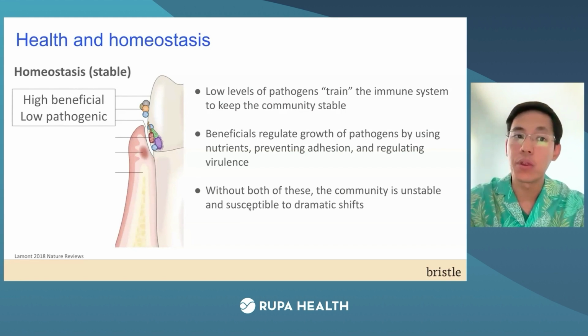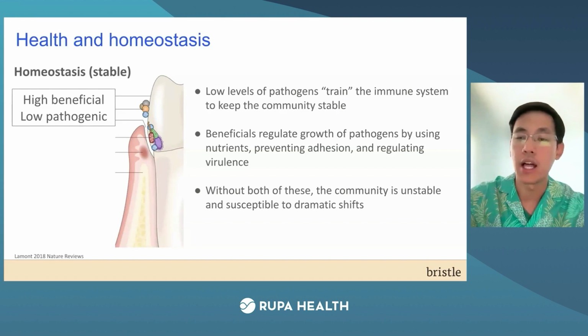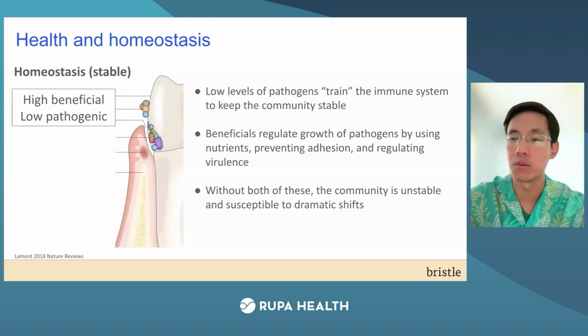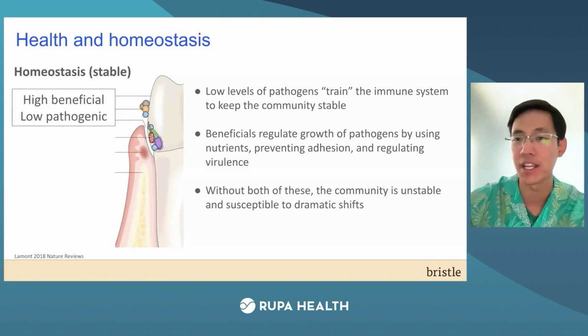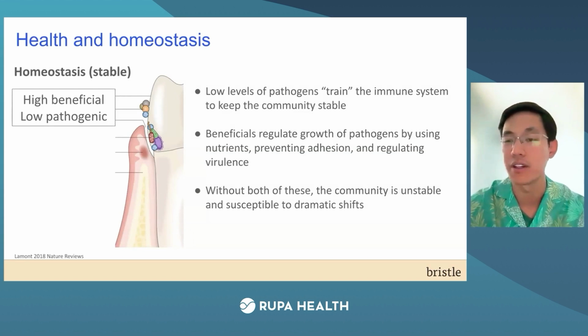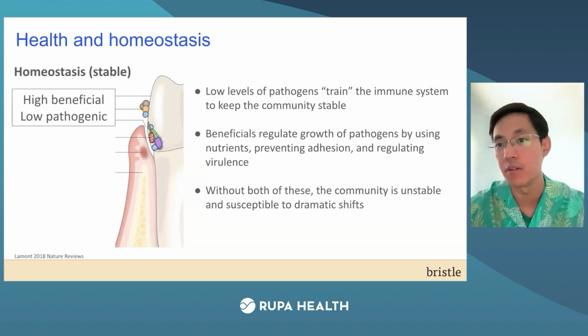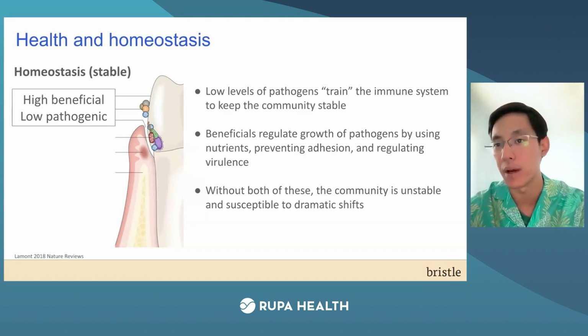And so without both the beneficial bacteria and these low levels of pathogens, the community is going to be unstable and is susceptible to dramatic shifts. And so we've seen this through years of testing now, where people who lack beneficial bacteria really undergo quite dramatic shifts depending on the types of things that are happening in their life, because the mouth is really an open cavity, which is assaulted by the environment and your diet and the things that you do every day. which is a little unlike the gut, which is not such an open surface and is not assaulted all the time by the environment, but really by your diet.